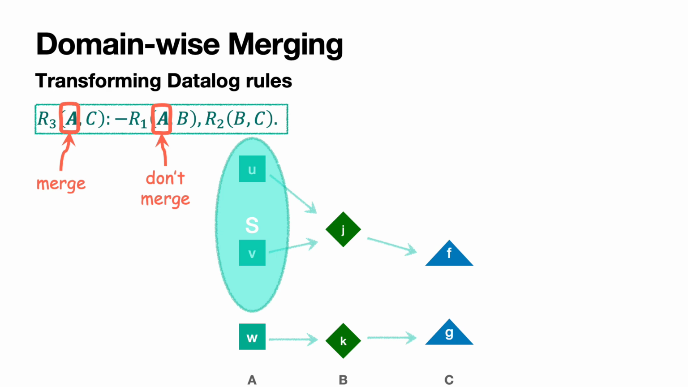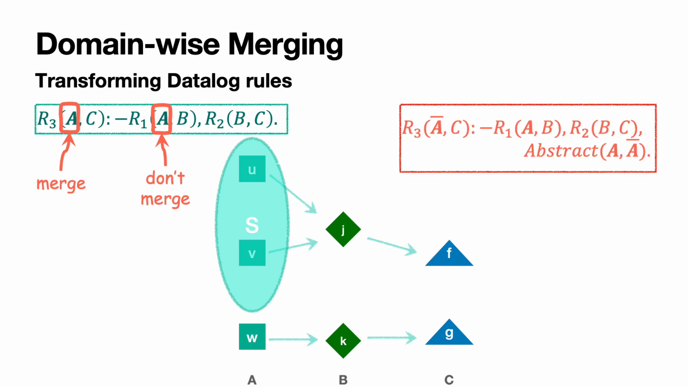Now, we want to merge the values U and V in the sensitivity domain in R3 into an abstract value S, while not merging them in R1. We insert a relation abstract A-bar in the rule body and replace the variable A in head relation R3 with A-bar. Thus, the sensitivity domain is lifted to its abstract domain, and the tuples of R3 change as well. That is, R1(U,J), R2(J,F), and abstracting U into S derive R3(S,F). R1(V,J), R2(J,F), and abstracting V into S also derive R3(S,F).